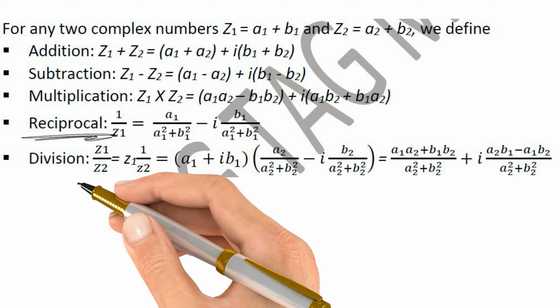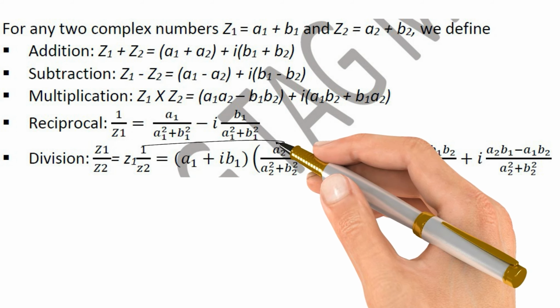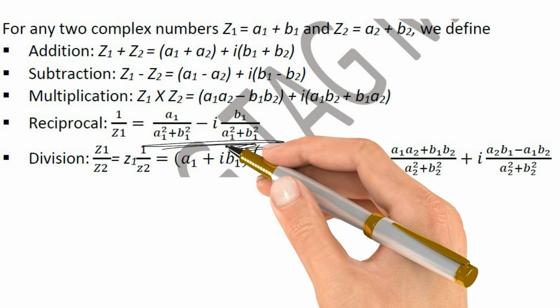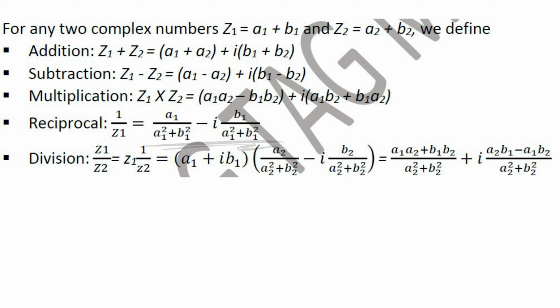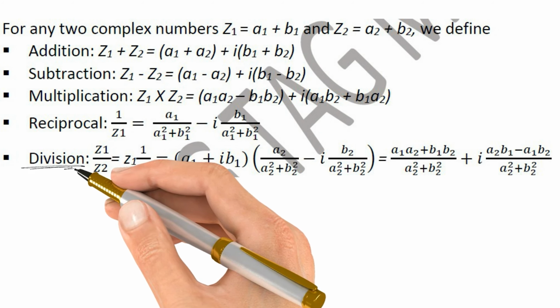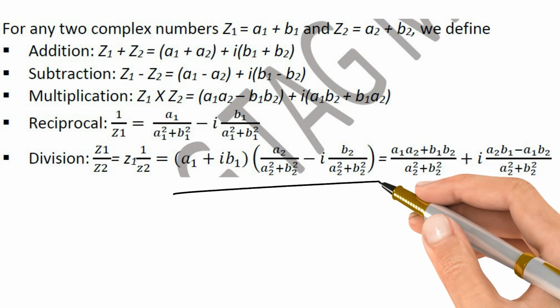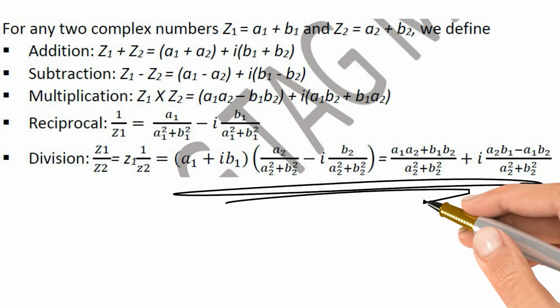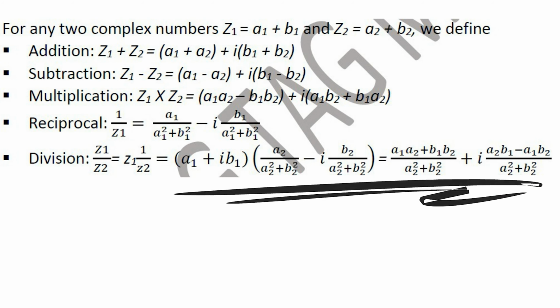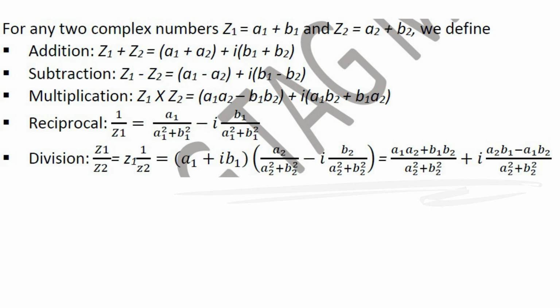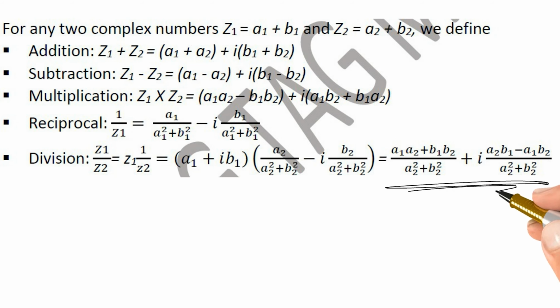For the reciprocal 1 by z1, the value will be a1 by a1 square plus b1 square minus i into b1 by a1 square plus b1 square. For division z1 by z2, the value will be z1 into 1 by z2, which equals a1 plus i b1 whole into a2 by a2 square plus b2 square minus i into b2 by a2 square plus b2 square, which equals a1 a2 plus b1 b2 whole divided by a2 square plus b2 square plus i into a2 b1 minus a1 b2 whole divided by a2 square plus b2 square.